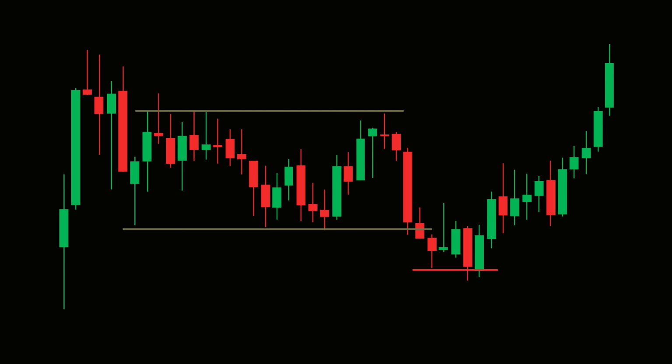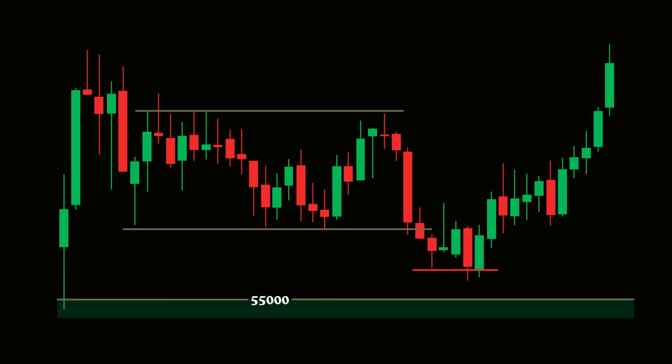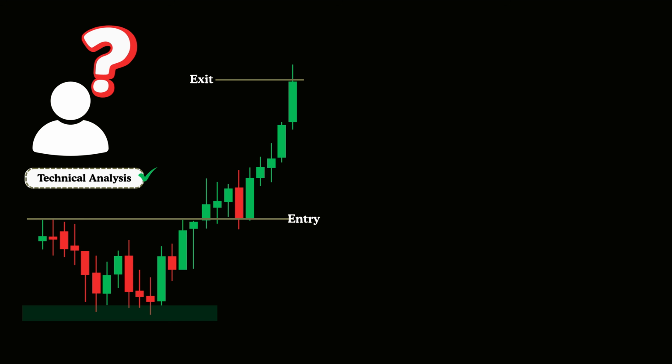A psychological level of 55,000 also lies in the lower zone of this chart, acting as strong support. Until this level breaks, fresh sellers won't step in with strong momentum. Hence, you can't rely solely on candlestick patterns to enter trades. Doing so often leads to losses instead of profits. While many traders today understand technical analysis, most still struggle to identify the right entry and exit levels during live market conditions.